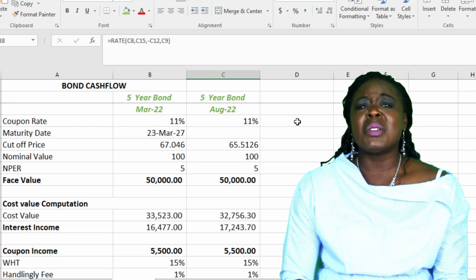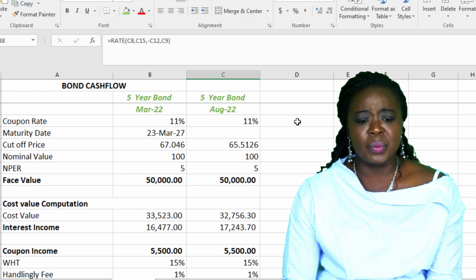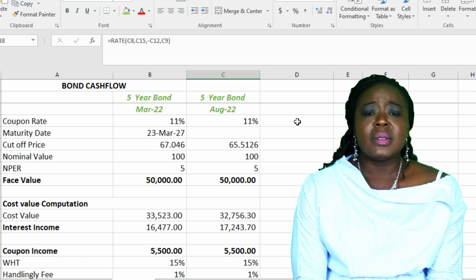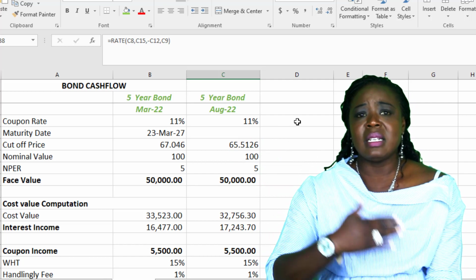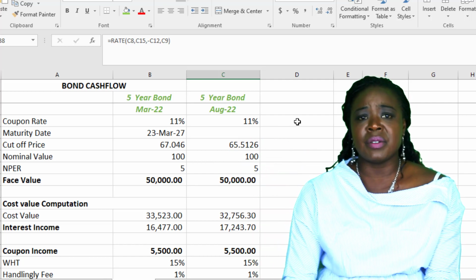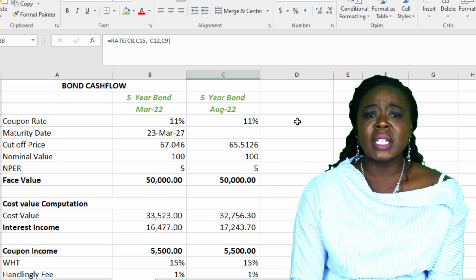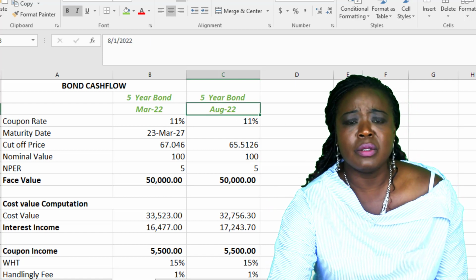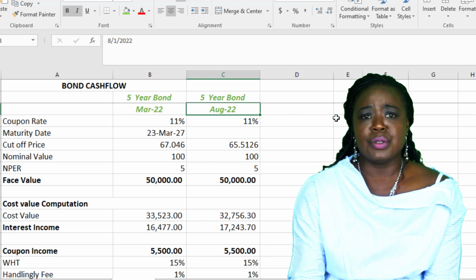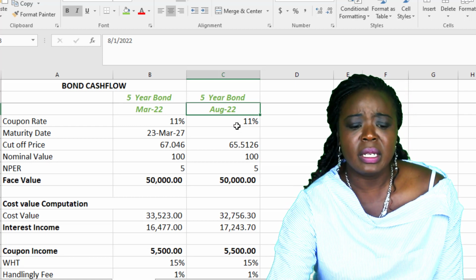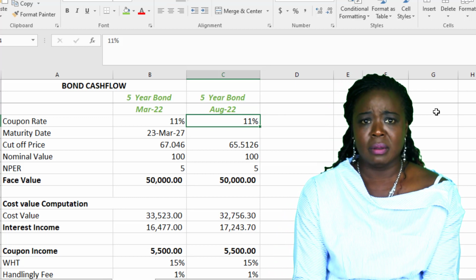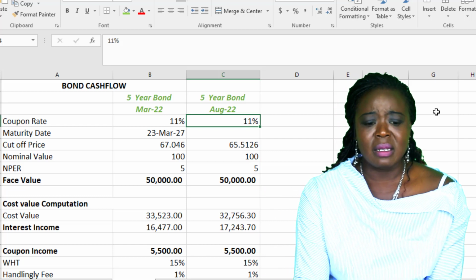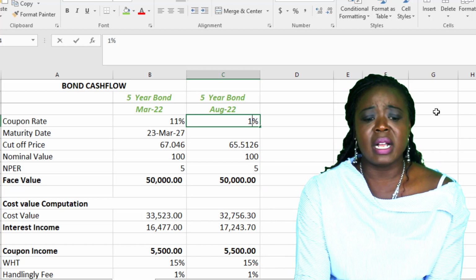So, assuming this was a corporate bond, not a government bond, what would normally happen is that when interest rates go up, the central bank has increased the base lending rate to whatever percentage, we expect that the new bond, assuming that this August new bond is issued, we don't expect the coupon rate to be 11%. We expect it to go up to reflect the increase in the interest rates. So let's assume that this new bond is issued at 12%.